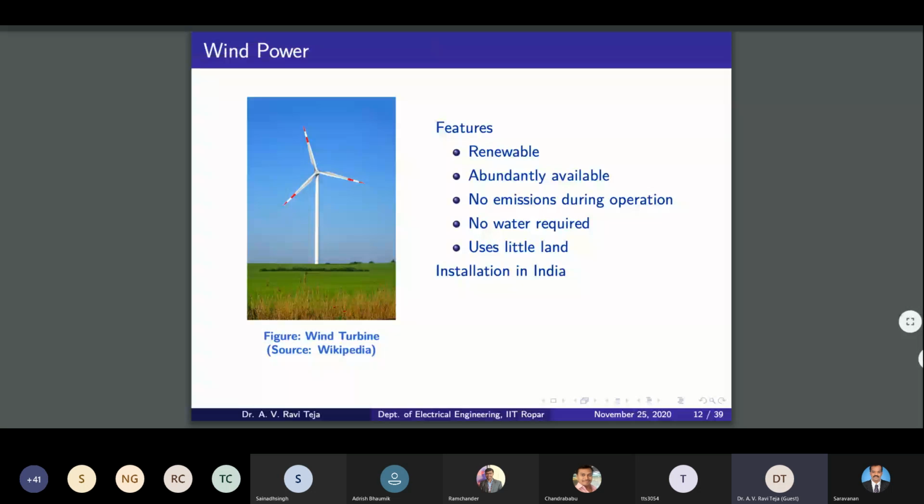So that way you have a lot of saving in land, especially for highly populated countries like India, which have a lot of demand for land, so wind power generation systems are preferable. If you see the installation in India, as of June 2018, around 34 gigawatt of wind power plants have been installed, which I think must have increased much by now. Right? So now we'll see the wind power generation system, and what the practical things are that need to be considered.